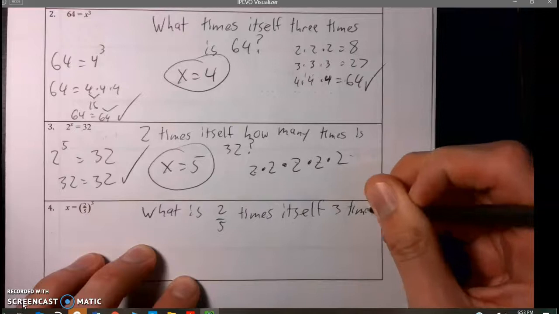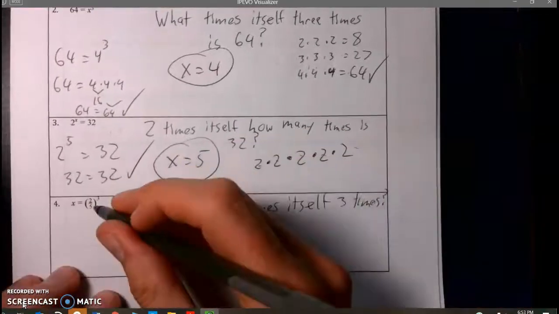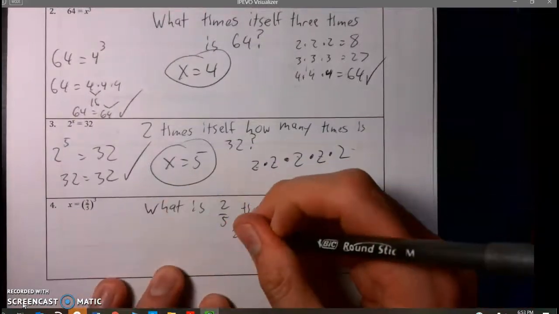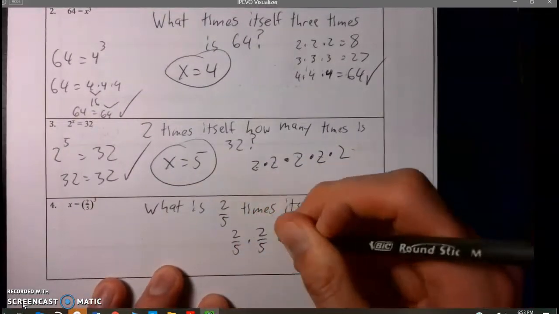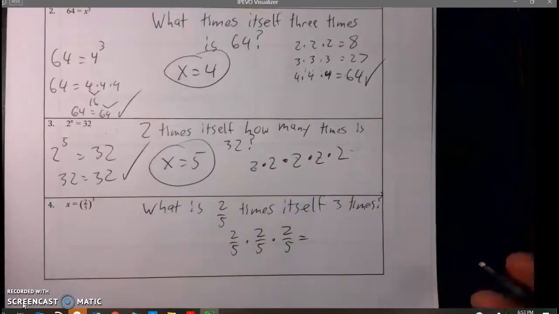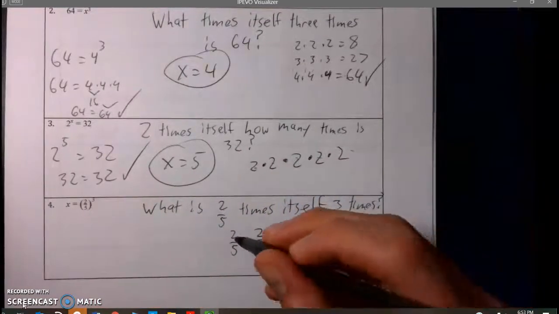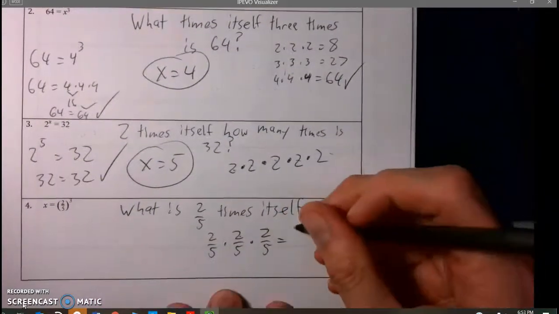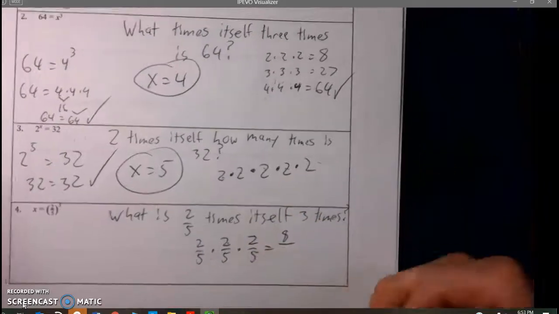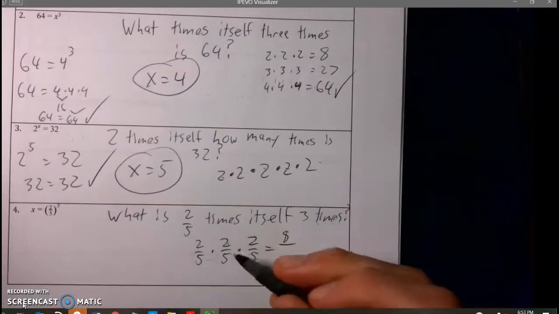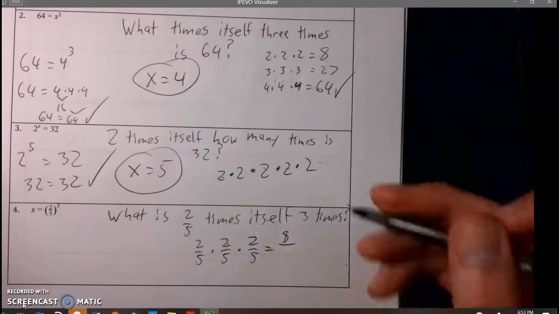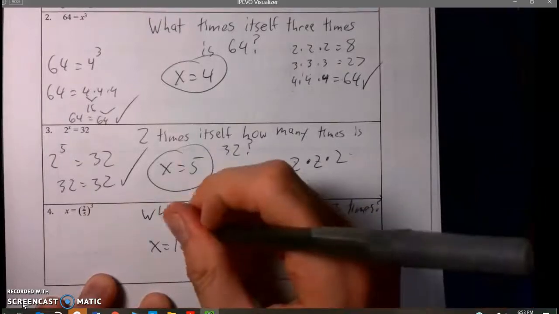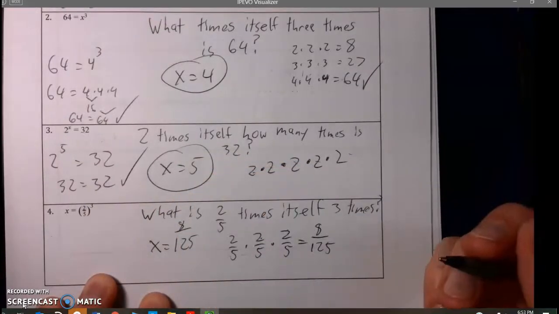Right? When x is already isolated, then you just do exactly what it tells you to. You don't have to do inverse operations or anything like that. So 2 to the 5th times 2 to the 5th times 2 to the 5th. Once again, you're multiplying fractions. Your numerators multiply. 2 times 2 is 4, times 2 is 8. And then my denominators need to multiply times each other. 5 times 5 is 25. 25 times 5 is 125. So x would have to be 8 125ths.